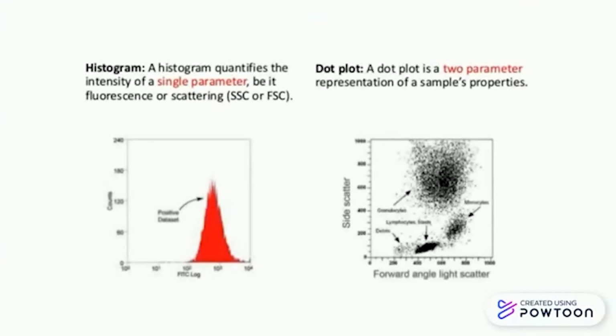Here are examples of a histogram and dot plots. The histogram's main function is to quantify the intensity of a single parameter, be it fluorescent or scattered, which is SSC and FSC. A dot plot is a two-parameter representation of sample properties.